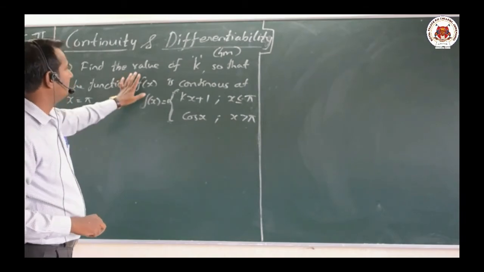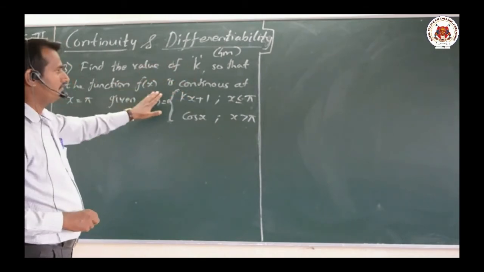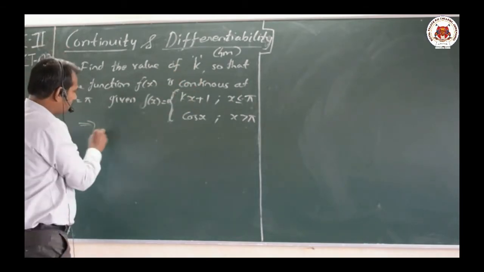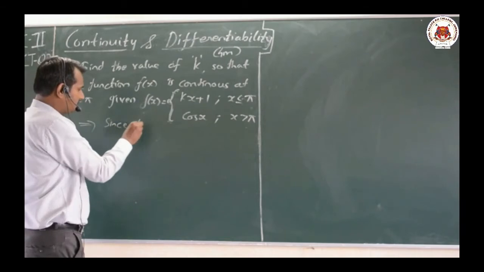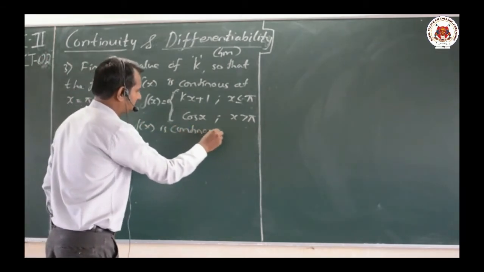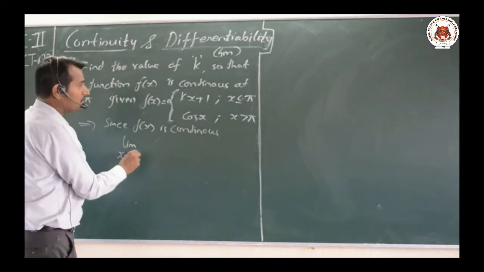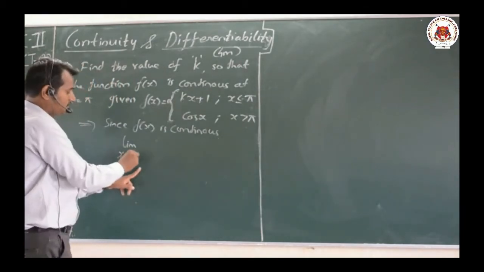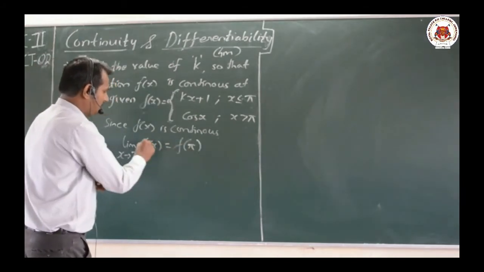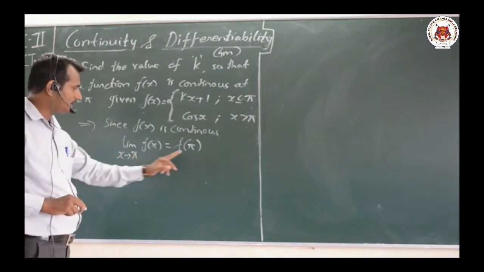Find the value for k. Again the constant k value we have to find, so that the function f of x is continuous. Since f of x is continuous, that means limit as x tends to pi, f of x is equal to f of pi according to the definition.